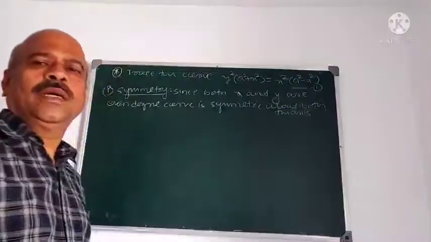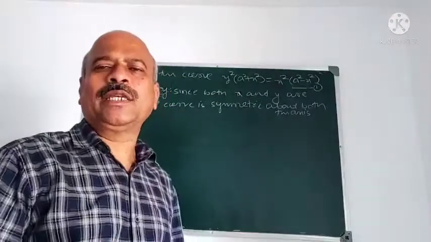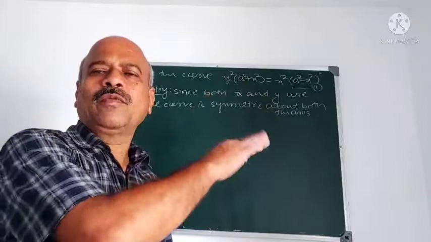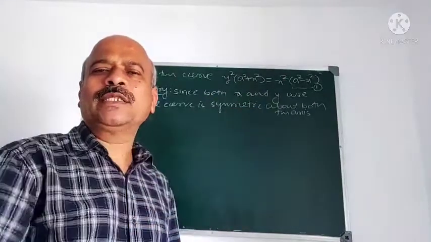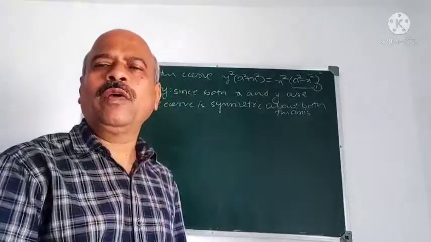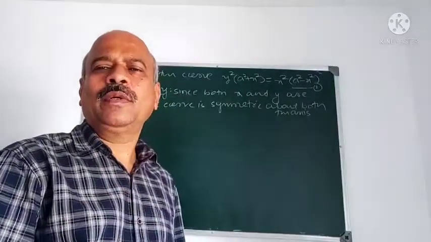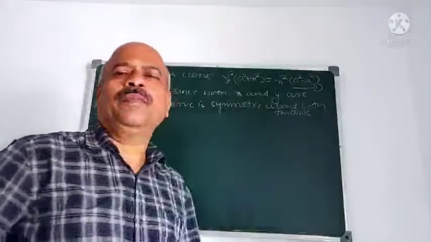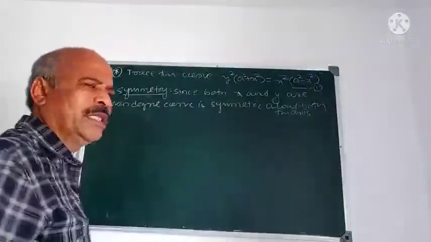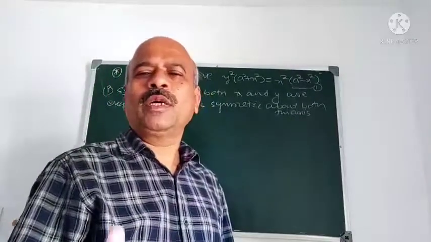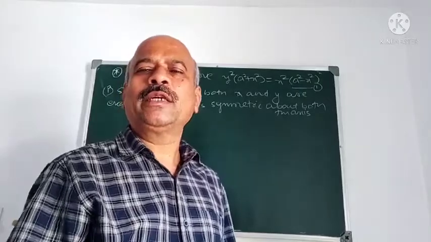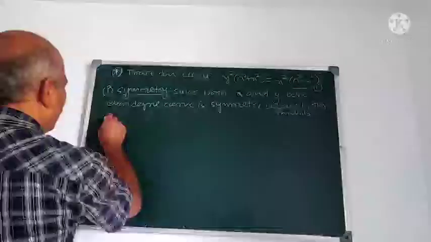Means above the x-axis, below the x-axis same. To the left of the y-axis, right of the y-axis same. In all the four quadrants, the curve has the same shape. That is a very important point while tracing the curves. It is symmetric about both the axes. Therefore, if you know the shape of the curve in one quadrant, then it is sufficient. You can trace the complete curve.